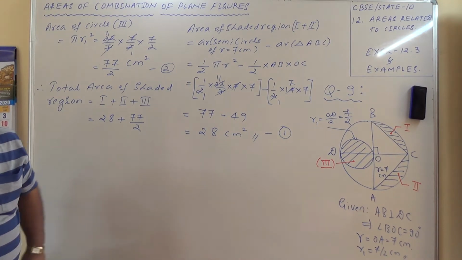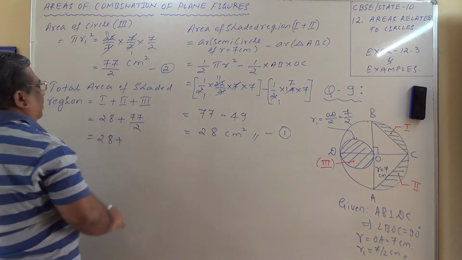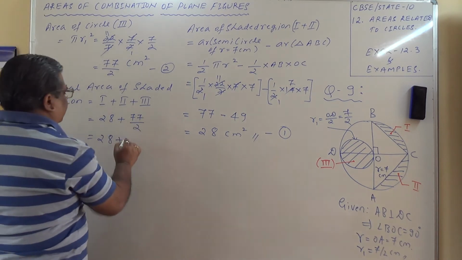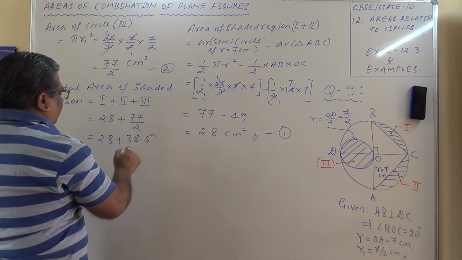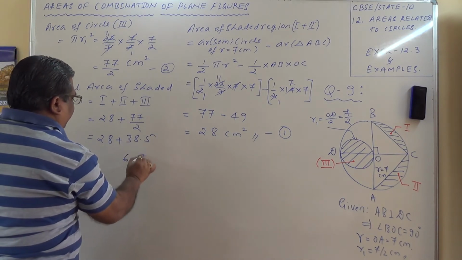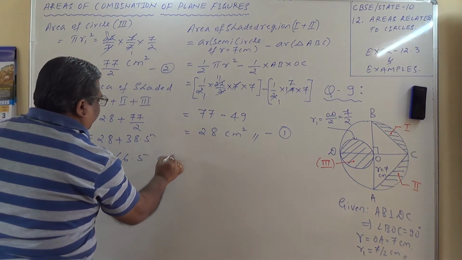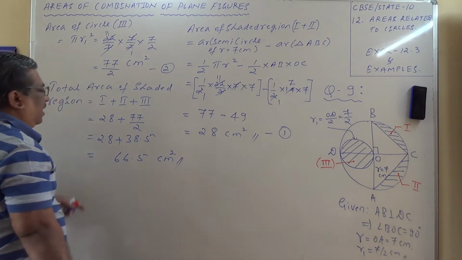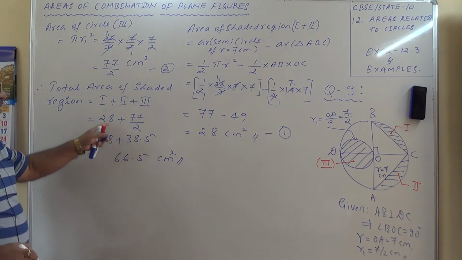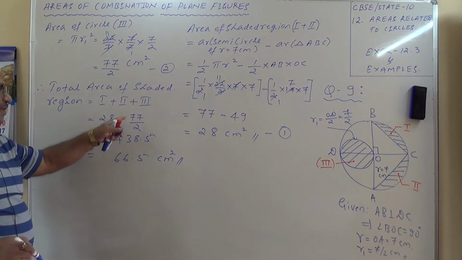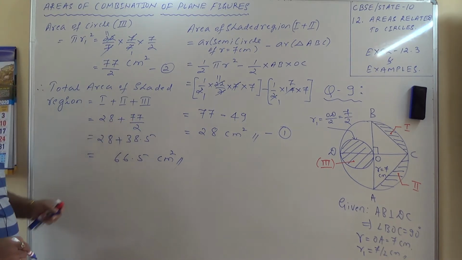28 plus 77 divided by 2, correct, which is 28 plus 38.5, which is 66.5 square centimeter. I am taking it in terms of fraction. I hope this should be correct. Or you can do 28 into 2 is 56 plus 77 divided by 2, also you can write it. Okay, that way also it is possible.